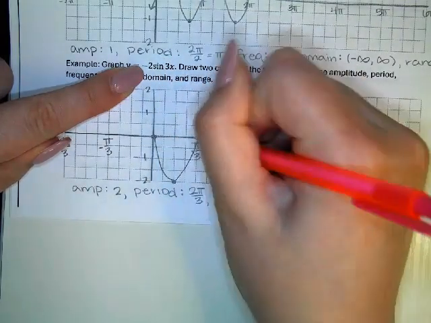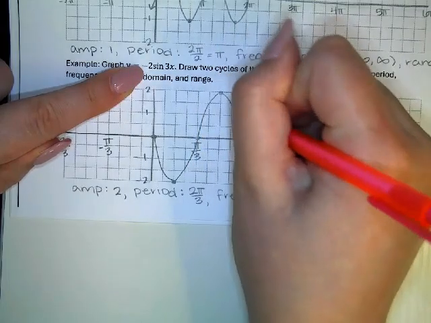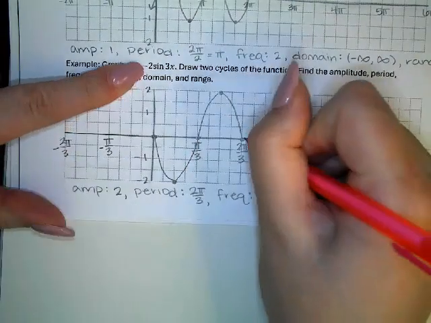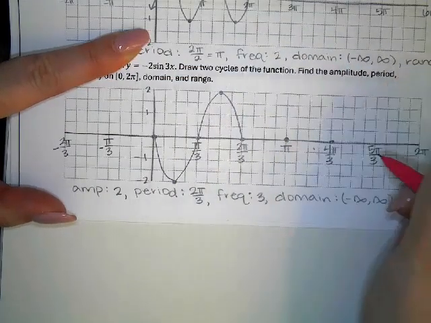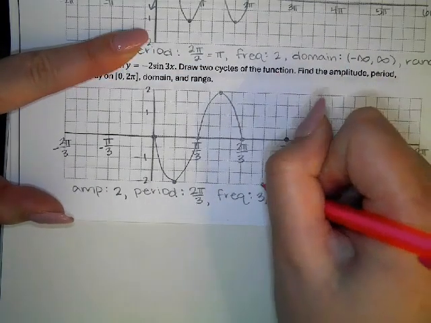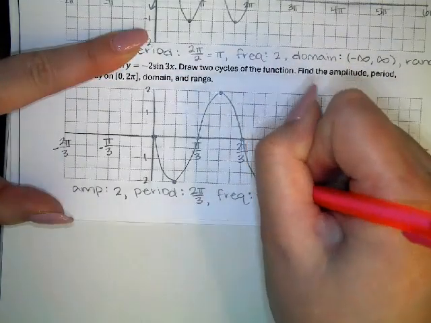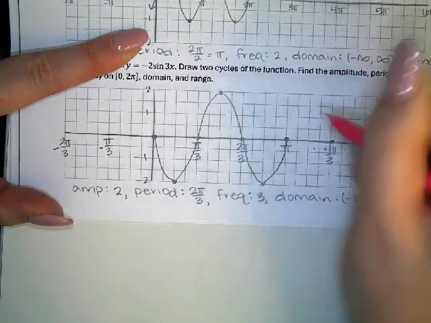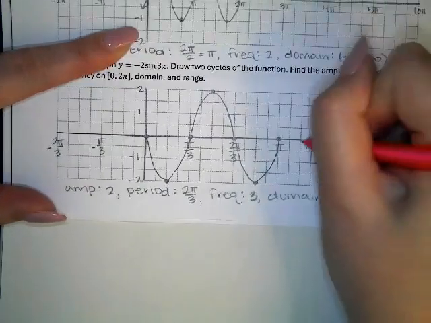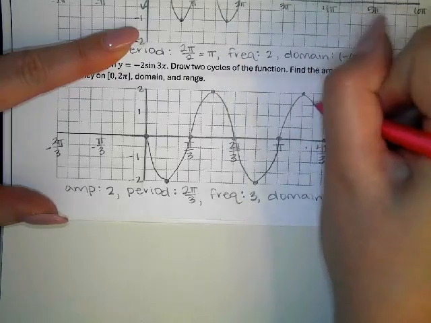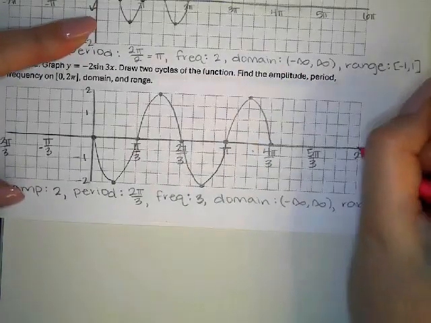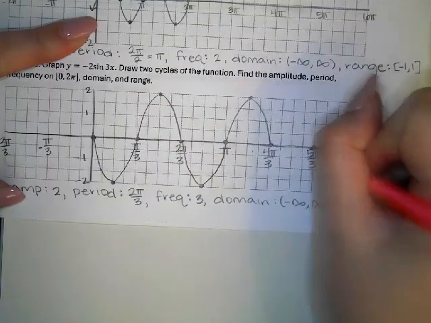So beginning, end, there's 0. I'm going to go down to -2 to show that it's a negative graph with an amplitude of 2. And then I'm going to go up to +2. Beginning, end, in the middle, -2, +2.